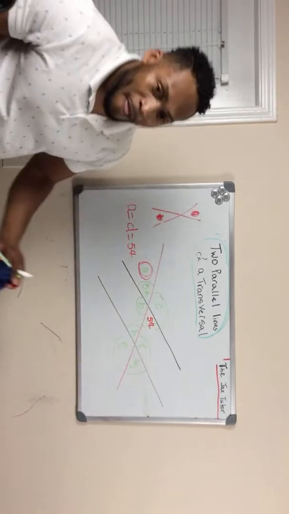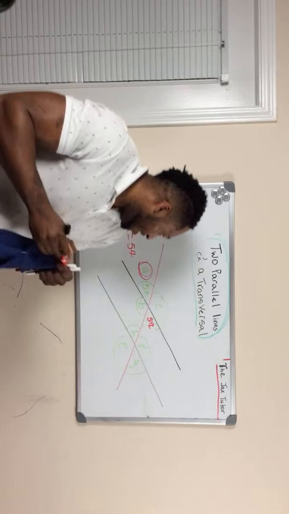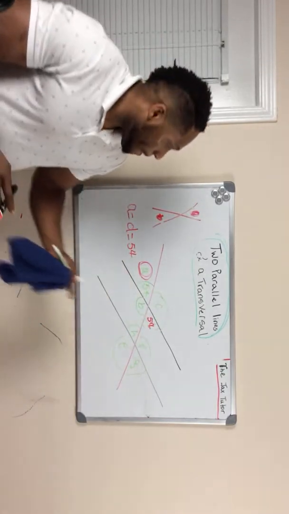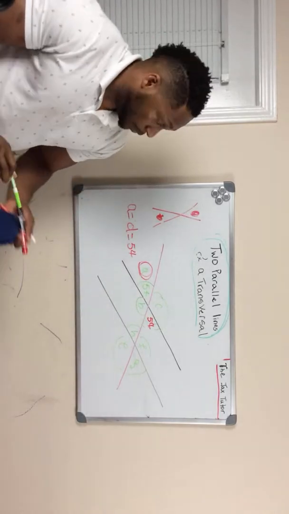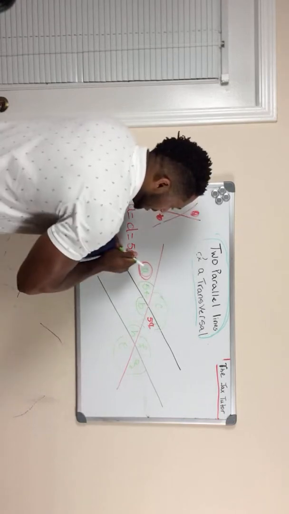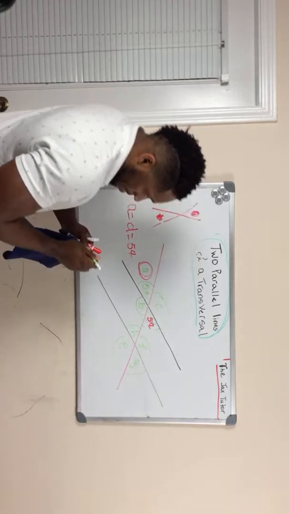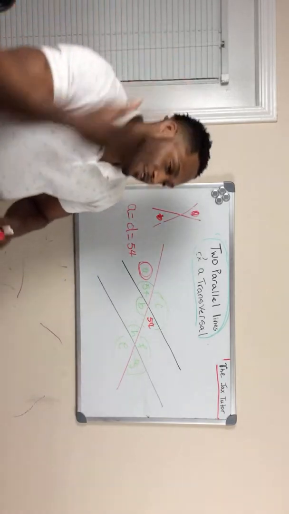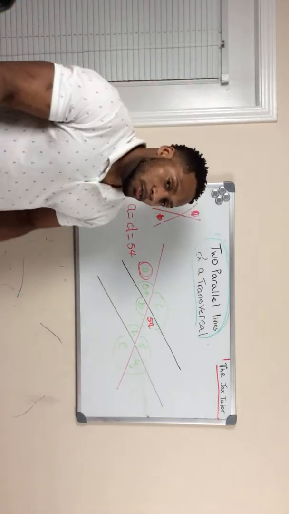So now, what else? Are we stuck, or can we find more angles? What about B and C, what about those? Who can tell me what C is? Actually, we can find another angle. Let's start from vertical angle. Now we can find the corresponding angles.